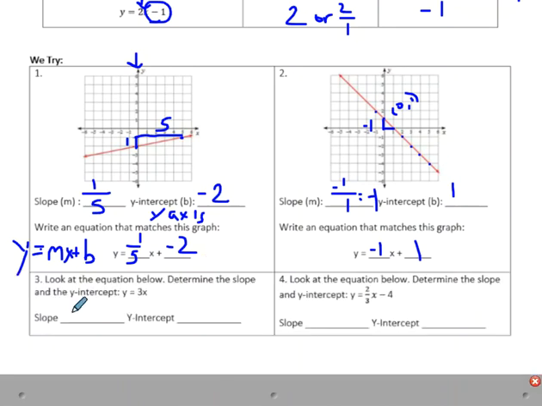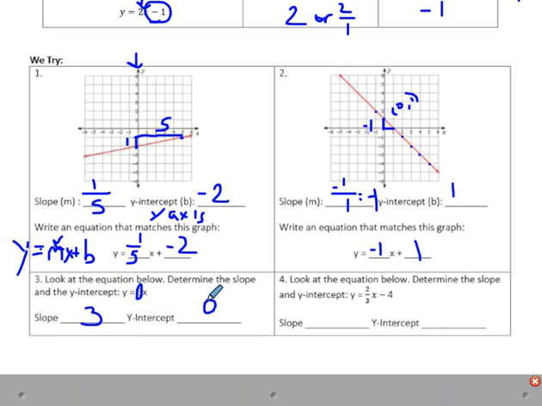Number 3, look at the equation below to determine the slope and the y-intercept. So we have y equals 3x. We know our slope is the coefficient. Remember, y equals mx plus b, that slope is the m. So my slope would be 3. If there is no plus b, no plus a number, what's your y-intercept? Your y-intercept would be 0.